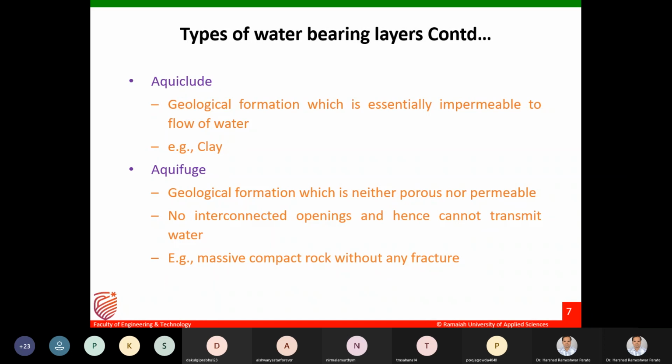Then we have the aquiclude. It's a geological formation which is impermeable to the flow of water. Means the water is present, but if you dig a well into that, you will not be able to extract any water, or very minimal water. That we call an aquiclude. The example is clay, especially your black cotton soil kind of thing, or highly clayey soils.